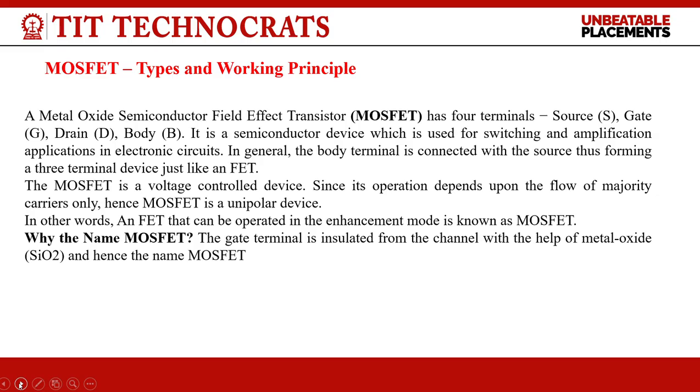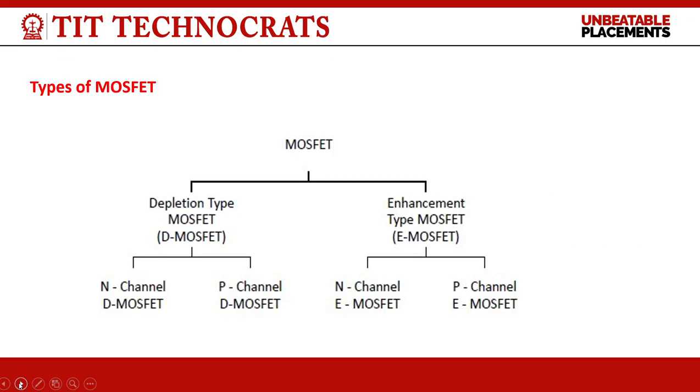The MOSFET is a voltage controlled device since its operation depends upon the flow of majority carriers only. Hence, MOSFET is a unipolar device. In other words, an FET that can be operated in enhancement mode is known as a MOSFET. Why does the name MOSFET come? Its answer is that the gate terminal is insulated from the channel with the help of metal oxide, which is silicon oxide, and hence the name MOSFET.